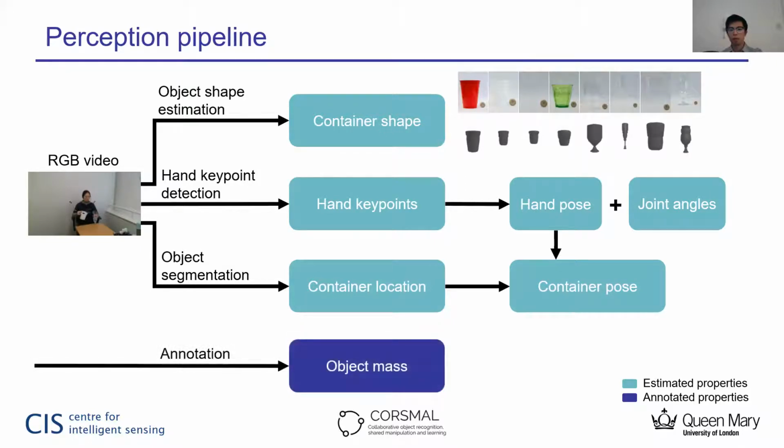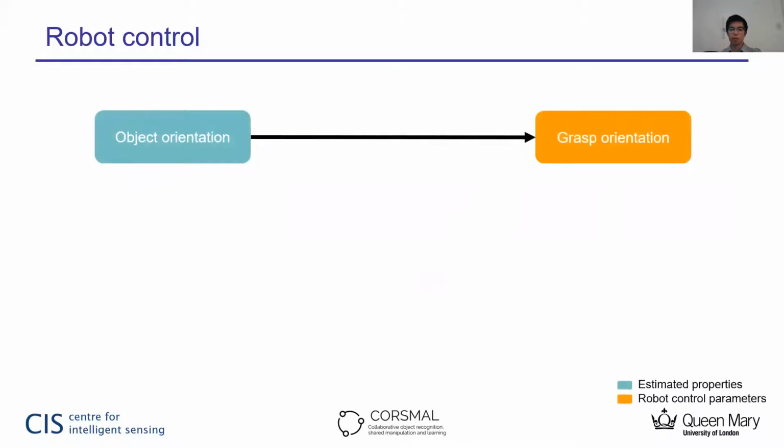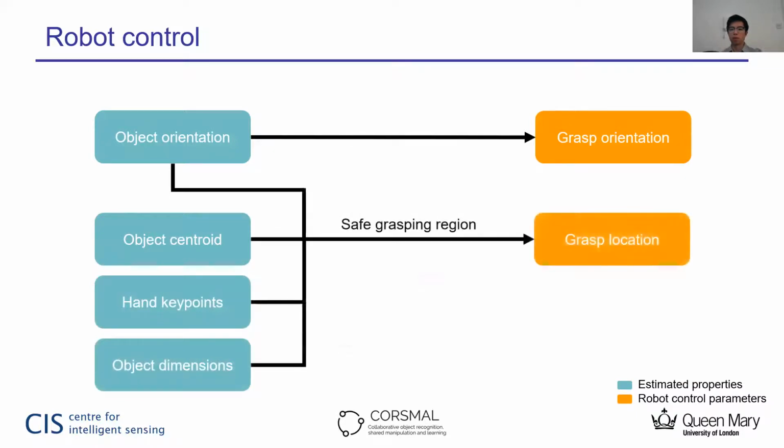We obtain annotations of the container and filling mass using a high-precision electronic scale and set the mass in the simulation accordingly. To control the robot to grasp the object safely, we need to specify the grasp location and orientation. We set the grasp orientation to the object orientation so that the robot will grasp the object directly from the front. However, grasping the object at its centroid can be unsafe as the centroid may be occluded by the human hand. Therefore, we combine it with the estimated hand key points, object dimensions, and orientation to estimate the safe grasping region to obtain a final grasp location.